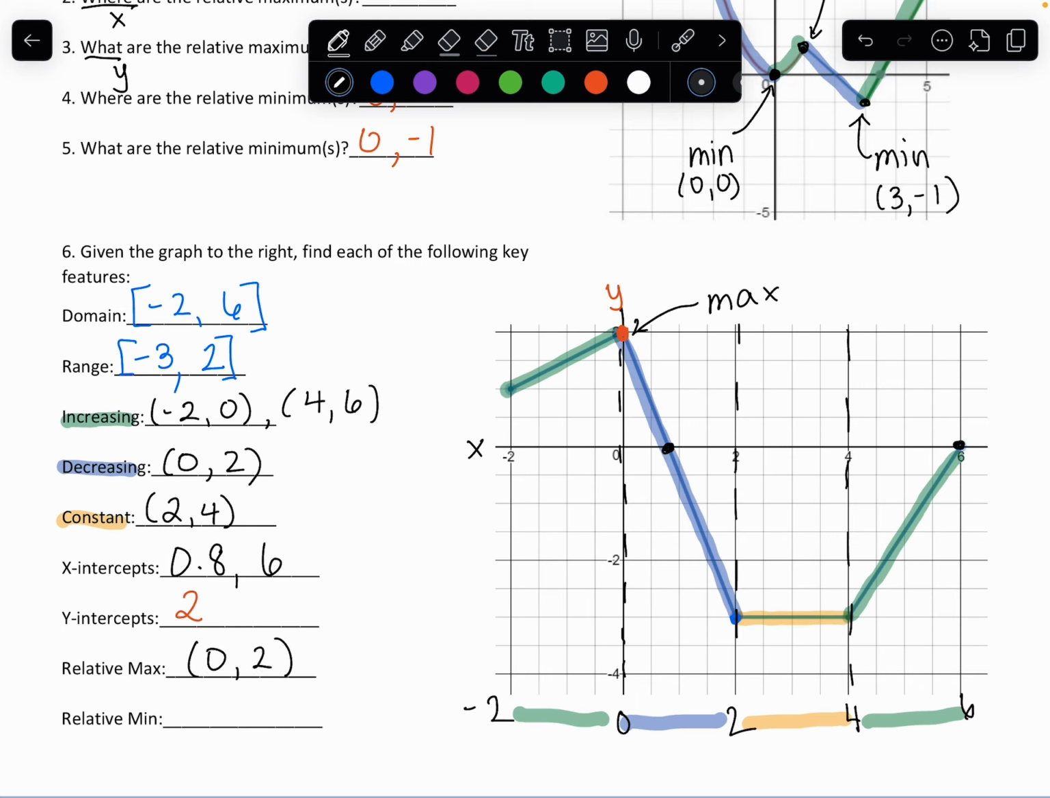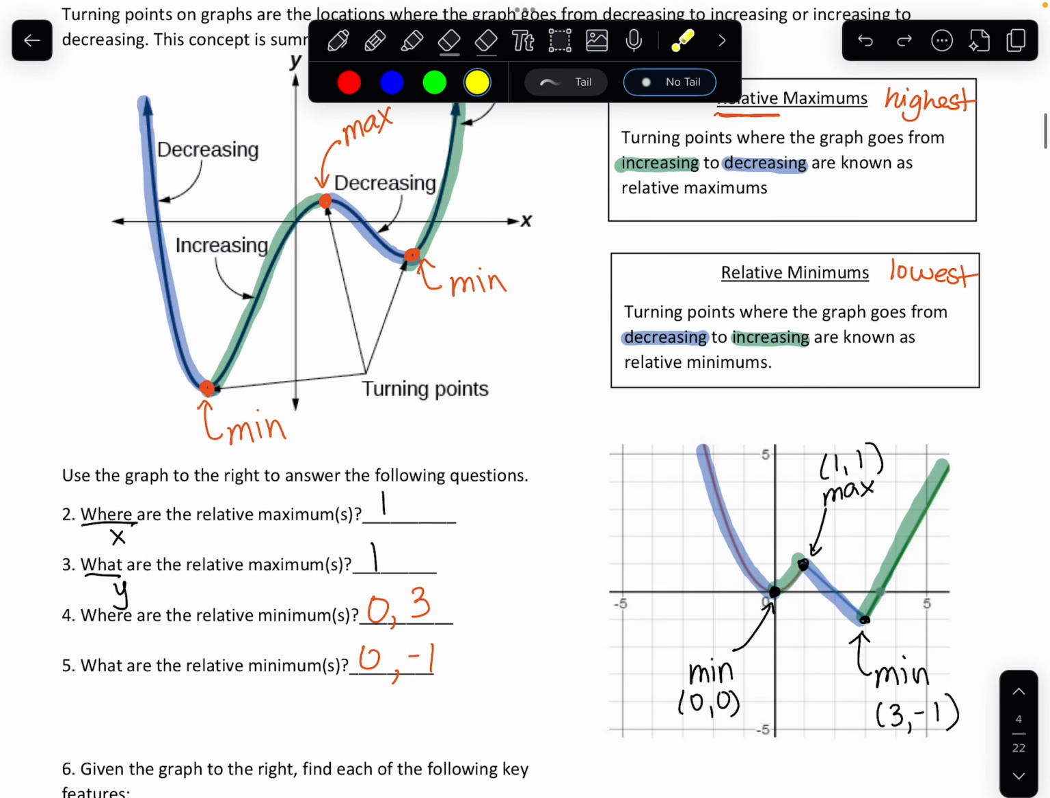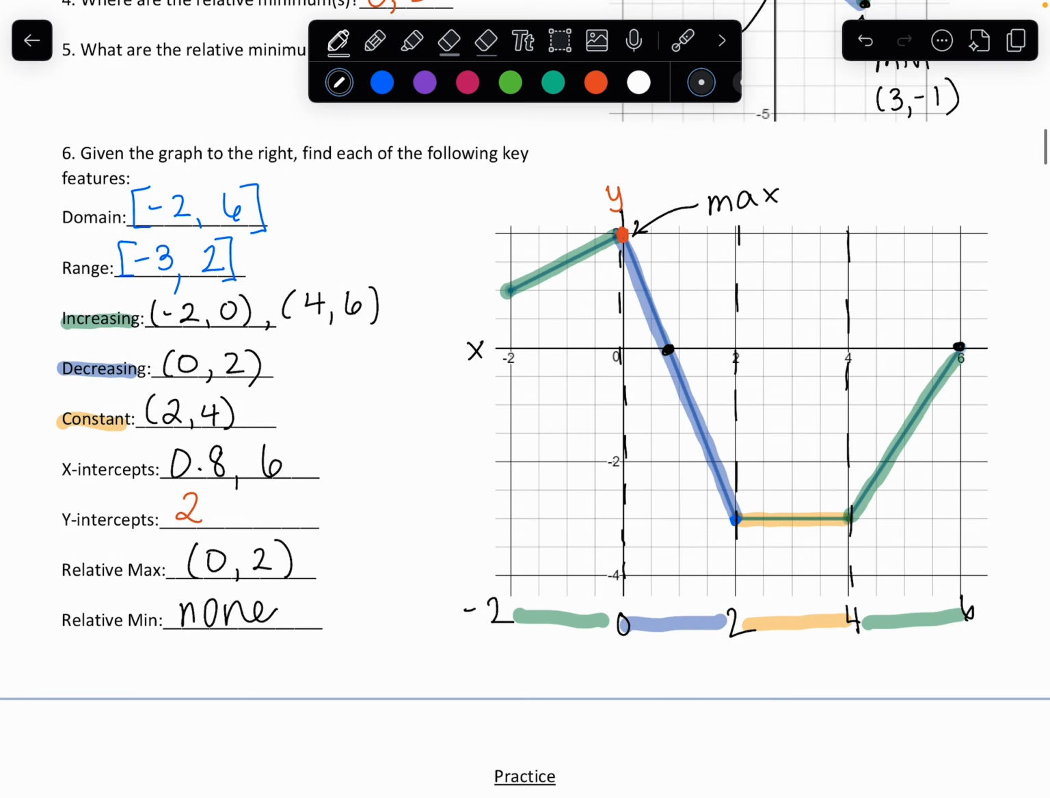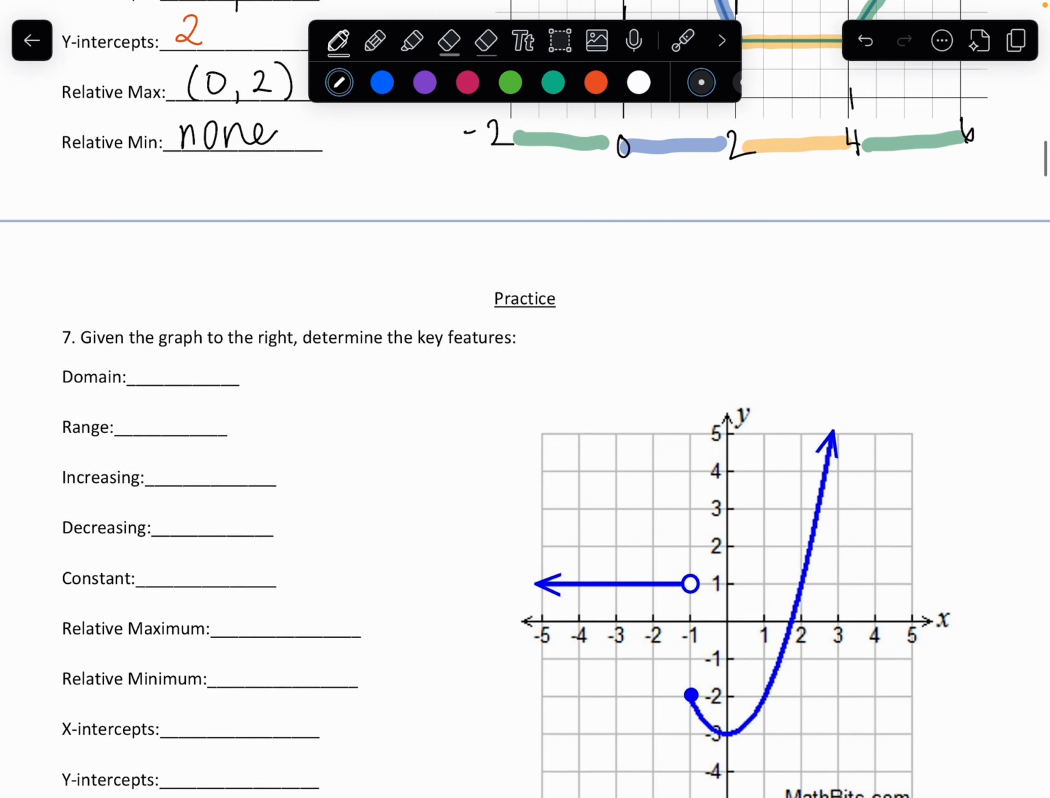And our minimum, now you might think that these, I'm going to use a laser, this point and this point might be minimums. However, as put up here, a minimum is decreasing to increasing. And so there is no specific blue to green, so there's actually no minimums. Okay, let's go to the next page.